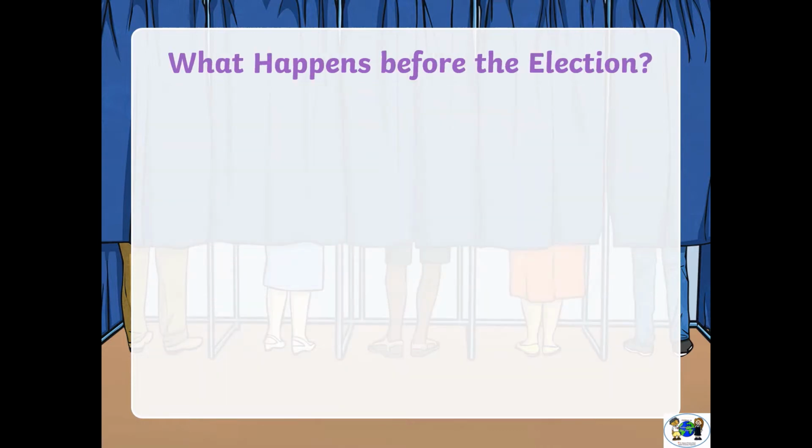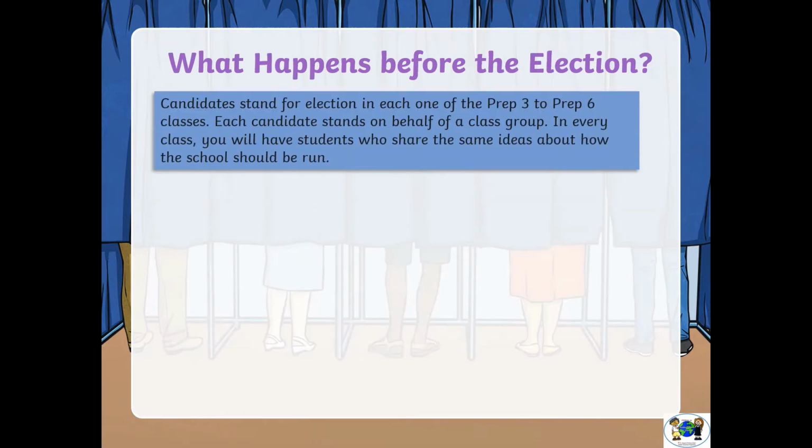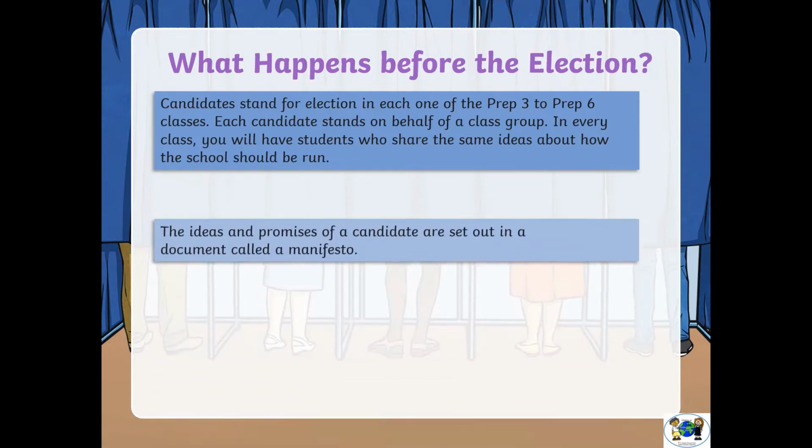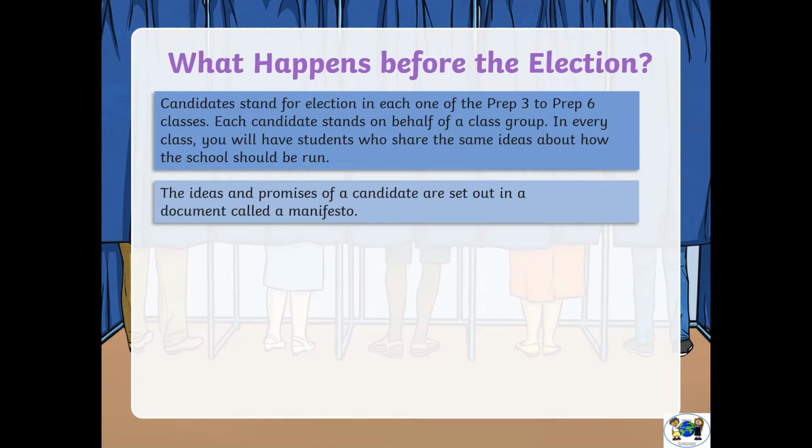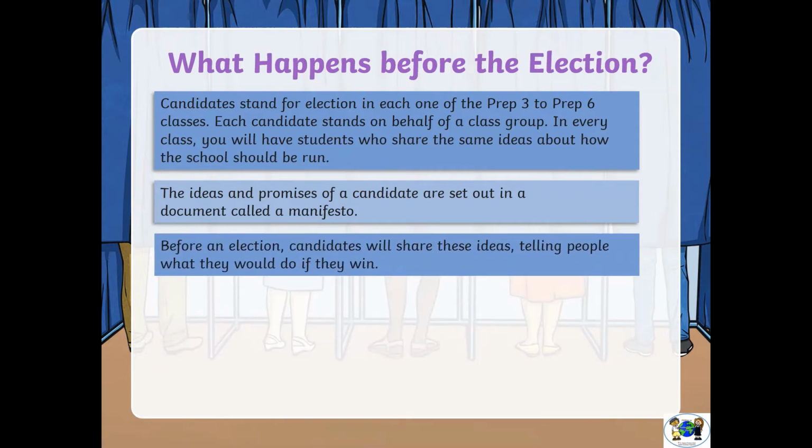What happens before the election? Candidates stand for election in each one of the Prep 3 to Prep 6 classes. Each candidate stands on behalf of a class group. In every class, you will have students who share the same ideas about how the school should be run. The ideas and promises of a candidate are set out in a document called a manifesto.